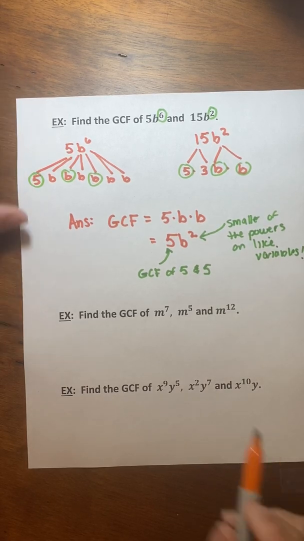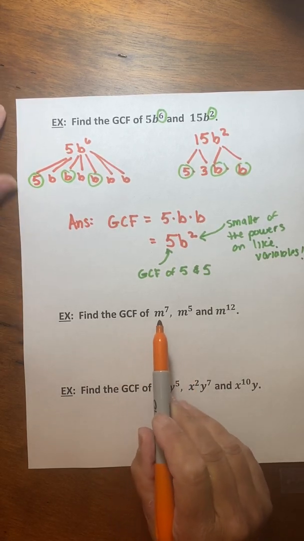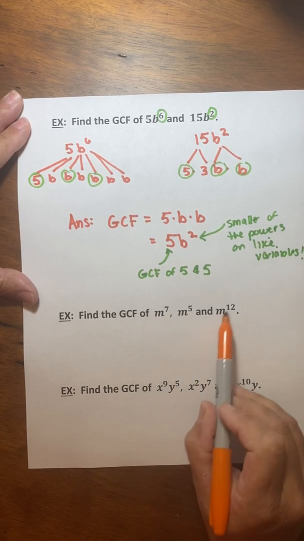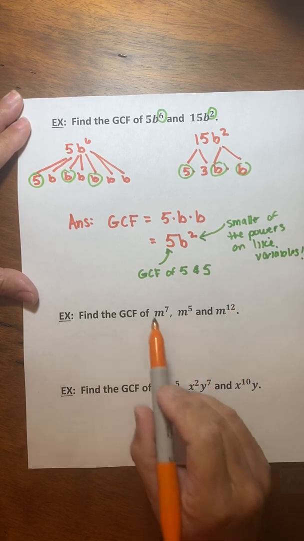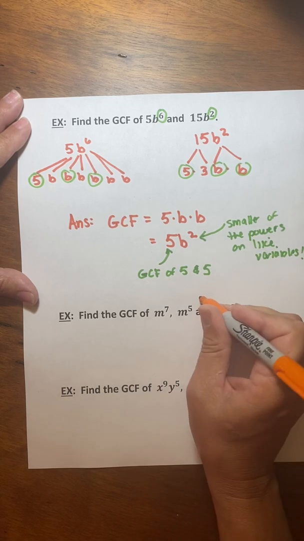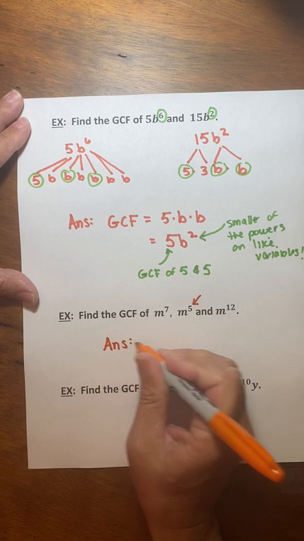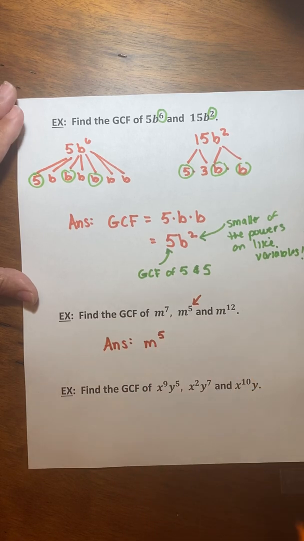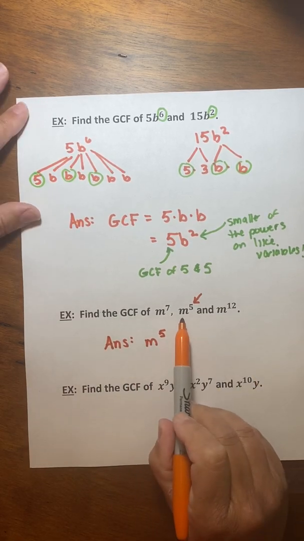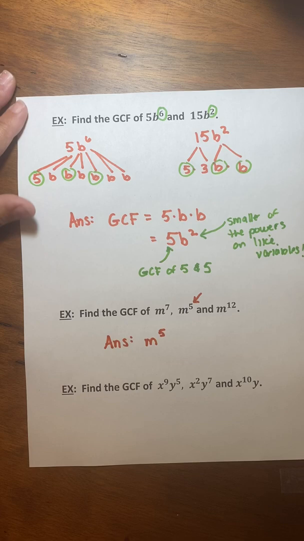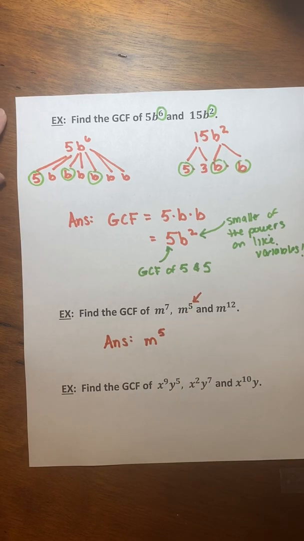All right, so what do I mean by that? Let's look for the greatest common factor of m to the 7th, m to the 5th, and m to the 12th. Well, they all have base m. We pick out the smallest power, and the answer would just be m to the 5th. We can't pull out more than 5 m's from here. That's the most that are there, so we can't use 6 m's because there's only 5 there. So look for the smallest power.